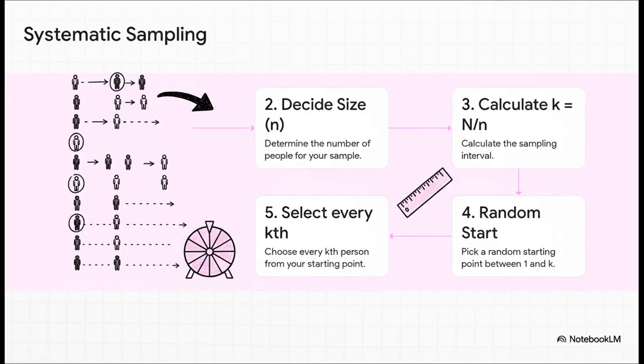Okay, next up we have systematic sampling, which is, you guessed it, a bit more systematic. So imagine you've got a list of 1,000 people, and you need to sample 100 of them. Simple. You just divide 1,000 by 100, and you get your interval, which is 10. Then you pick a random starting spot. Let's say you start at person number 7, and from there, you just pick every 10th person. So you'd get number 7, then 17, then 27, all the way down the list. It's a great way to make sure your sample is spread out nice and evenly.